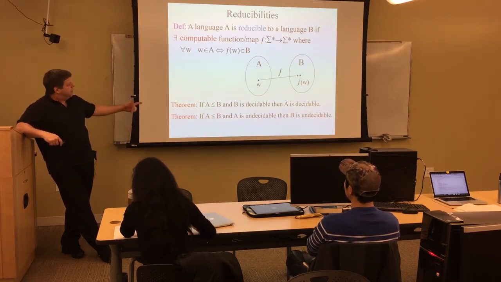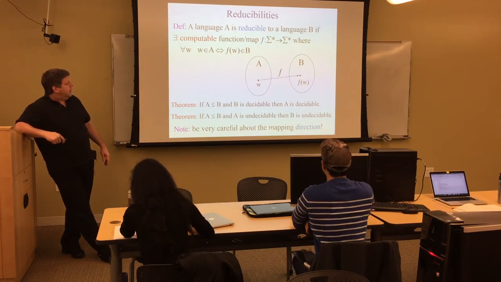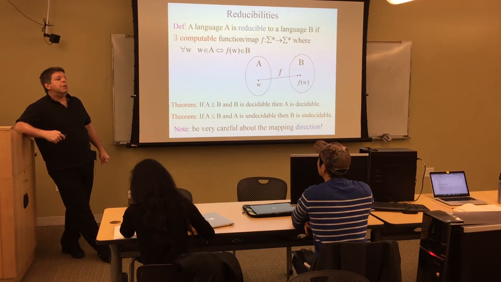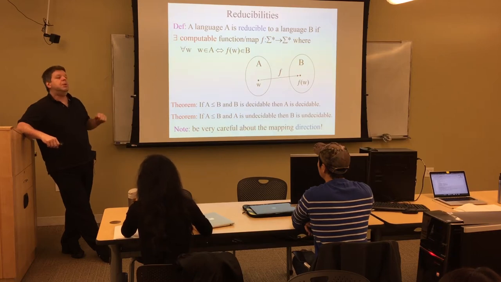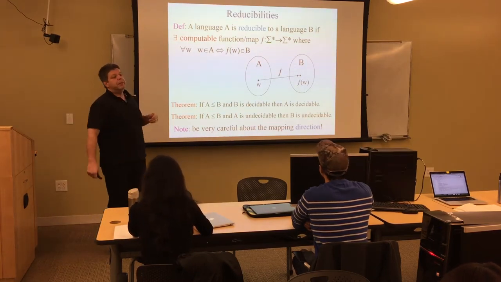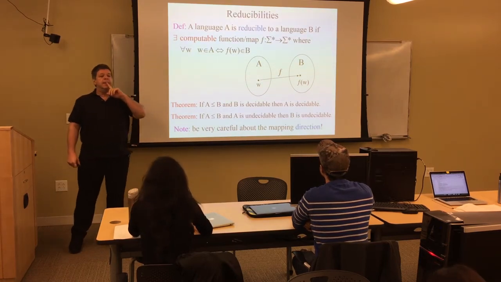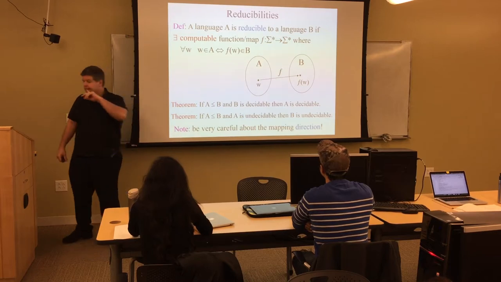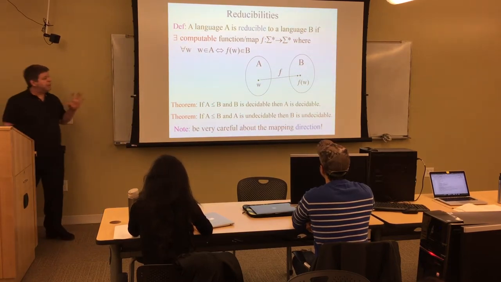But you can prove it from first principles like we did the first one, too. Just chase it around. Now, about the direction, be very careful which direction you're proving. If A reduces to B, it doesn't necessarily mean that B reduces to A. It may or may not. And if it does, it may not be the same F. Maybe some G that has nothing to do with F. So you have to be careful.